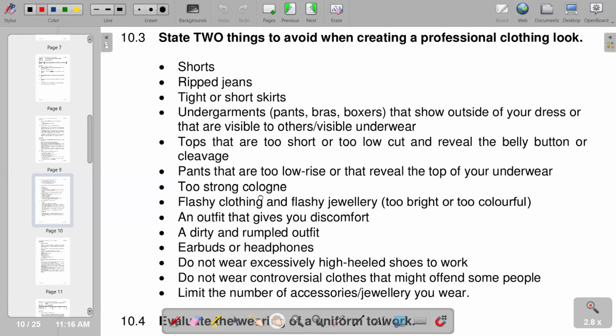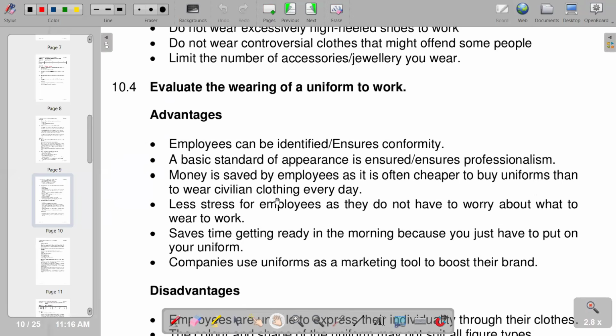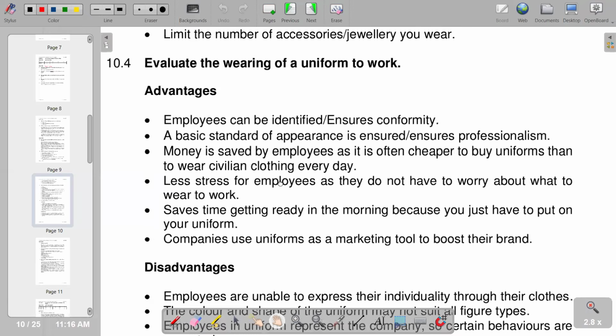Then 10.4, evaluate the wearing of a uniform to work. So we have both advantages and disadvantages listed.